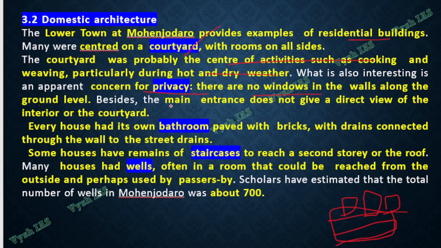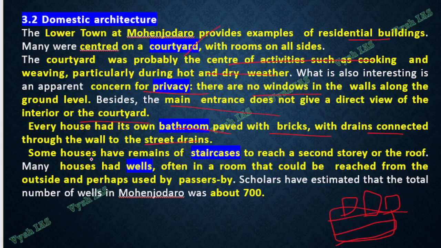Okay, and the main entrance does not give a direct view of the courtyard either, meaning from the main door outside, somebody standing cannot see the courtyard. There is a proper privacy design in the full architecture. Then every house has its own bathroom paved with bricks and connected to the drains. This is connecting to the main drain also.